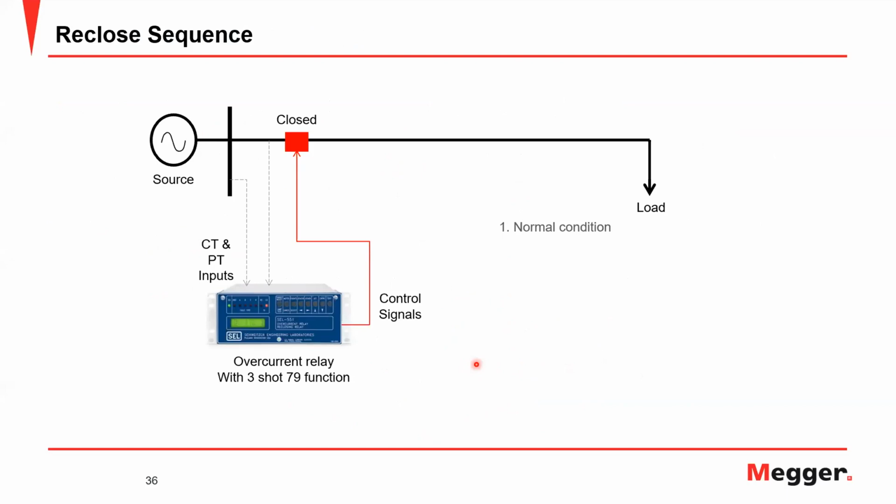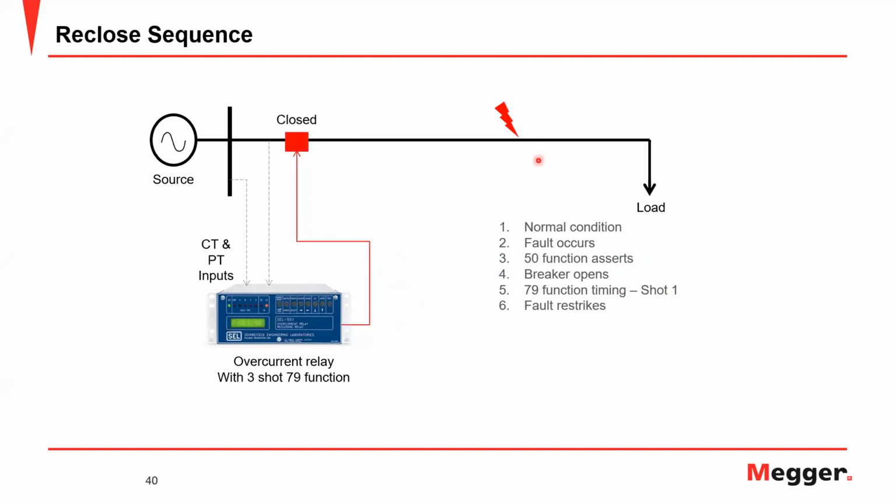So now we're going to walk through a step-by-step of what happens during a reclose sequence. Okay, so we start off, the breaker's closed, load's being carried, everybody's happy, conditions are normal. A fault occurs, the 50 function asserts, and a trip signal is sent. Breaker comes open. The reclosing function begins timing towards shot 1. Shot 1 expires, sends a close signal, breaker closes.